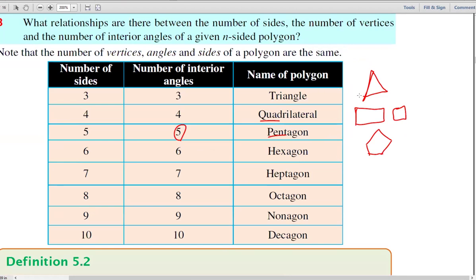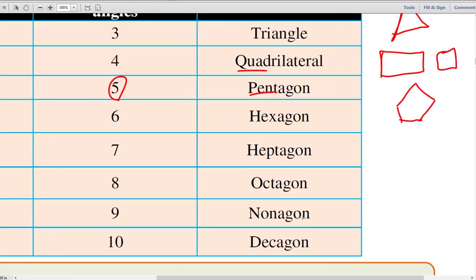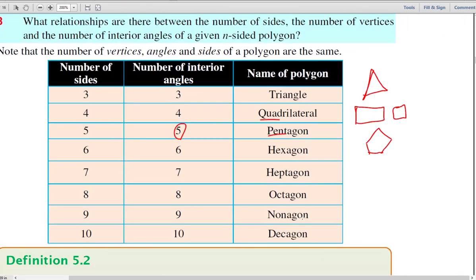Try to memorize them here. I would say go in order. You can start from the triangle: tri, quad, penta, hexa, hepta, octa, nano, nona. They have nonagon. Yeah, deca. After this, you can take some minutes and give me the counting, instead of saying 3, 4, 5, 6, 7, 8, 9, 10, you can say tri, quad, penta, hexa, hepta, octa, nona.